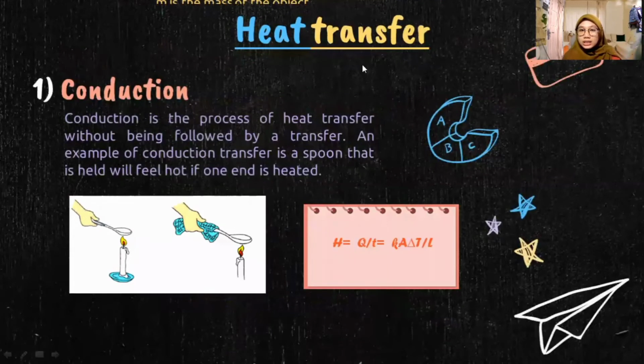Second sub-material is heat transfer. There are three types of heat transfer, namely conduction, second is convection, and third is radiation. First, I will explain about conduction. Conduction is the process of heat transfer without being followed by a transfer of particles. For example, you can look at the picture. This is a spoon that is held, it will feel hot if one end is heated.